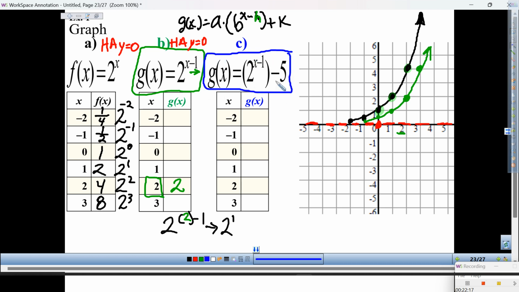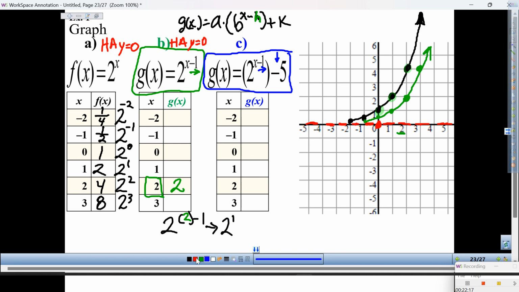What would this whole thing do to the original parent function? Tell your neighbor, please. What is that going to do? Delilah, what is this going to do to our original function? Down 5, and 1 to the right.